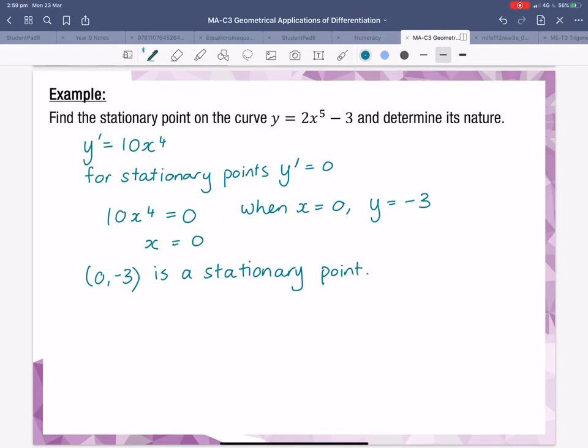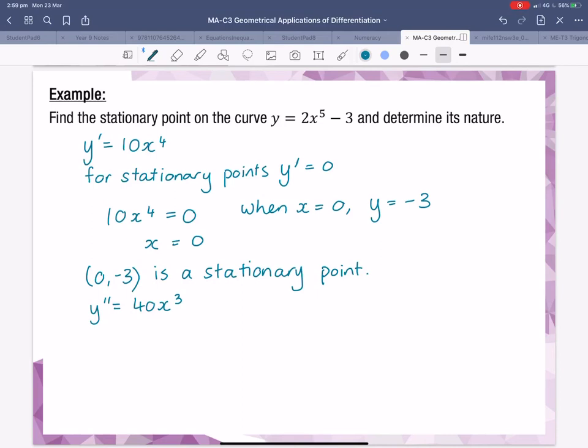Now we've got two options to find out what sort of stationary point it is. We can check that the sign of the first derivative changes, and we did that when we drew up our little table, but what we're practicing today is using the second derivative to determine the type of stationary point we've got. So we need a second derivative. So differentiating for a second time gives us y double dash, and we get 40x cubed.